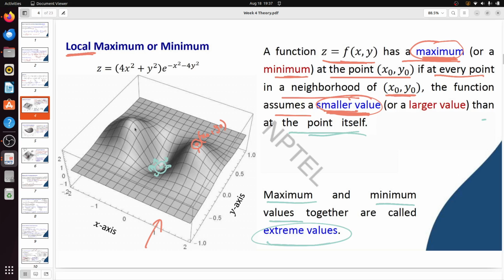For a function of single variable we all know how to determine these. Here we will learn how to determine them for a function of two variables. A function z equal to f(x,y) has a maximum or a minimum at the point x0 y0 if at every point in a neighborhood of x0 y0 the function assumes a smaller value or a larger value than at the point itself. Maximum and minimum values together are called extreme values. So these three we can clearly see are representing the extreme values.